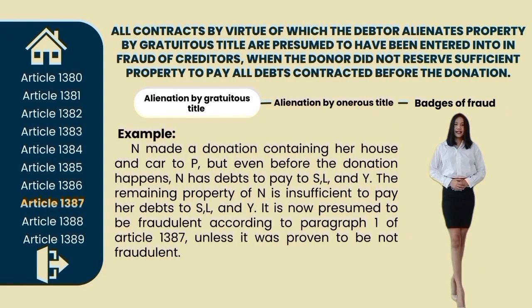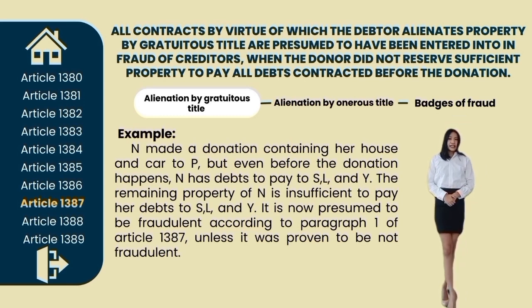According to the first paragraph of Article 1387, for all gratuitous contracts that alienate property, it is presumed that they are fraudulent. Before the donation happens, the donor knew that he or she has many debts to pay and yet still willingly donated all of his or her properties, even though they are not sufficient to pay off the debts.